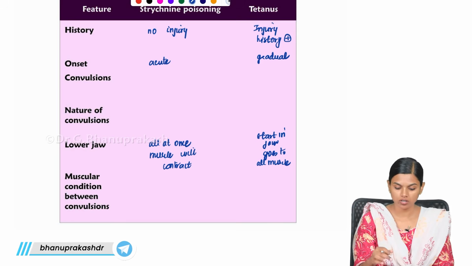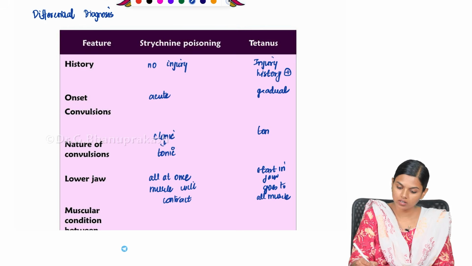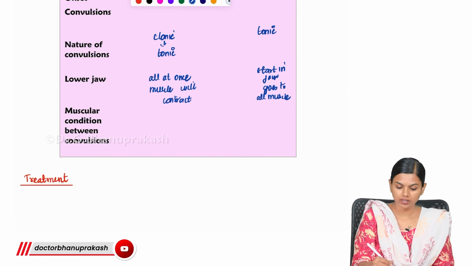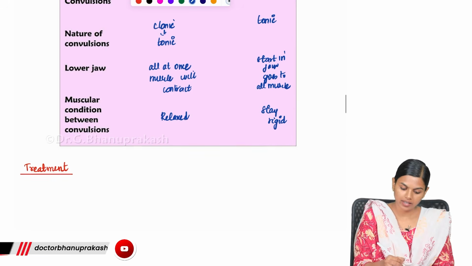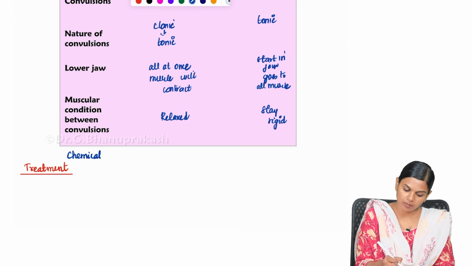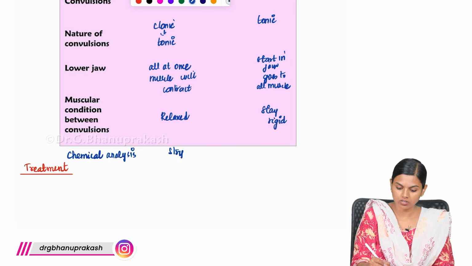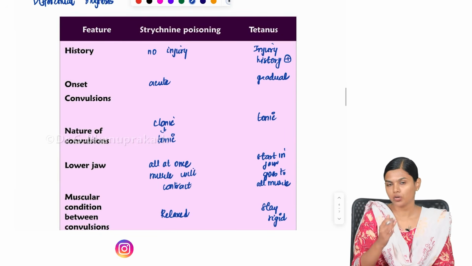It will be acute in onset. And the nature of convulsion will be clonic, then tonic. But in tetanus it is always tonic. And in between contractions, the muscle will relax, but in tetanus it will stay very, very rigid. And in chemical analysis, you will be able to find the strychnine, but in tetanus it will not be seen. So, this is the main difference between strychnine poisoning and tetanus.